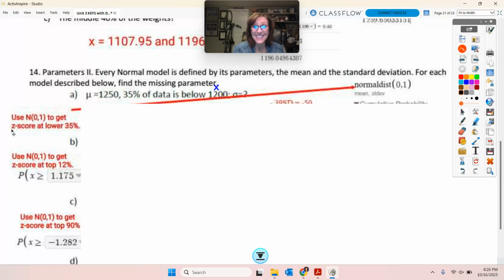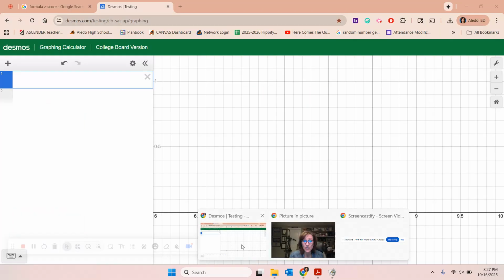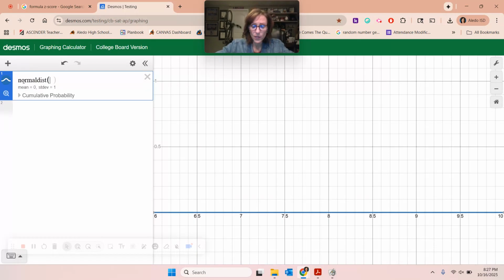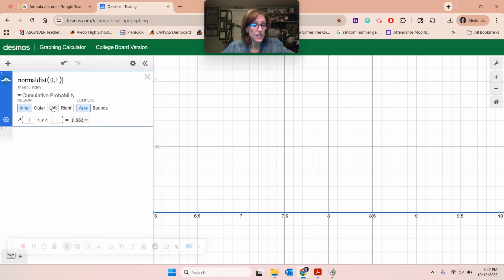So the z-score needs to use a normal model with 0 and 1. So I'm going to get the z-score at the lower 35% to find that bound, that location on the standard normal model. So I actually am going to be using Desmos some, but it's not going to be the end of my answer. So I go normal, I think I need normal dist of 0, 1. So here's my standard normal model. I want left 35%. So bound at the left 35%.